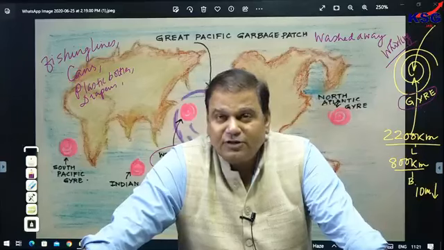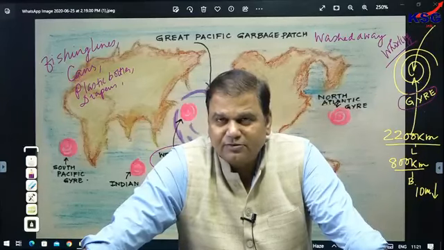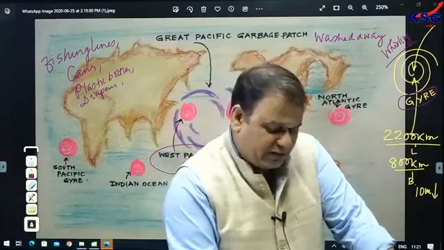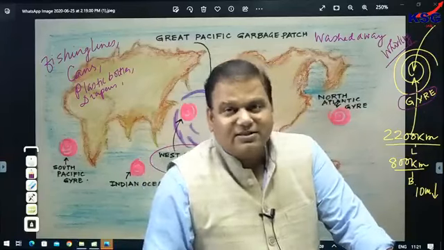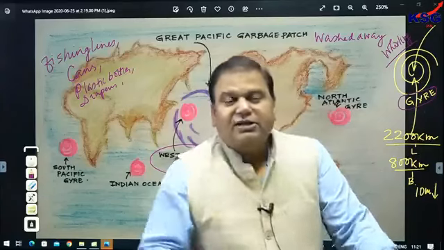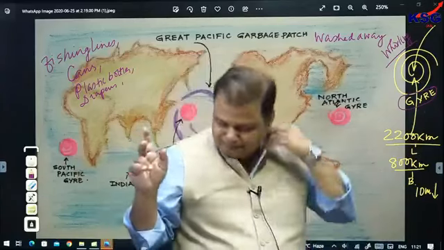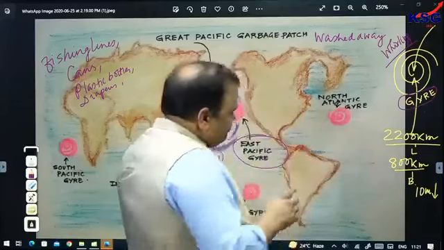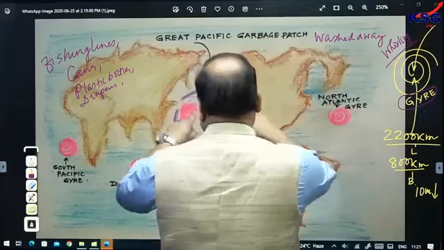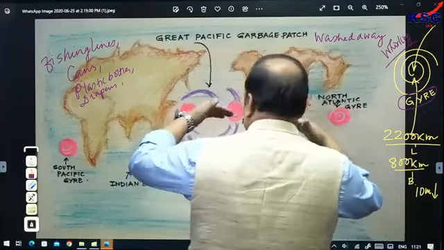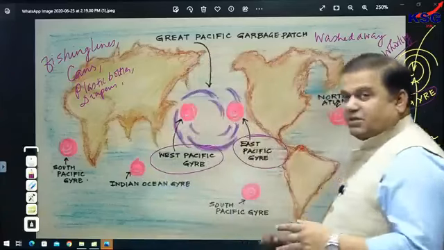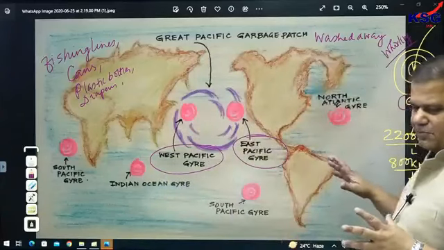And due to gyre formation, this trash has resulted. Clear? Fine. So what has happened? The waste discharged from the continents has been carried and washed away by the oceanic currents, and when the two oceanic currents mingle, due to gyre formation, this trash has resulted. So this is called the Great Pacific Garbage Patch.